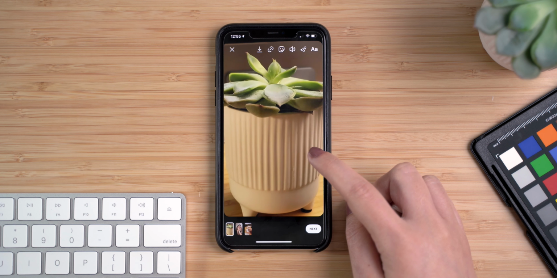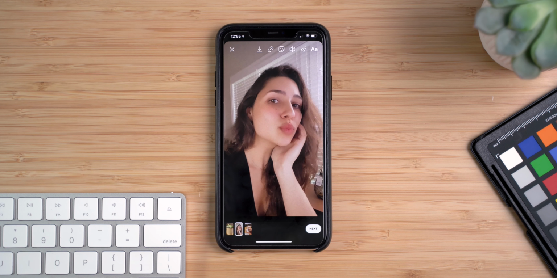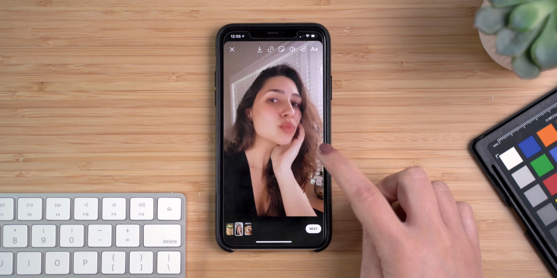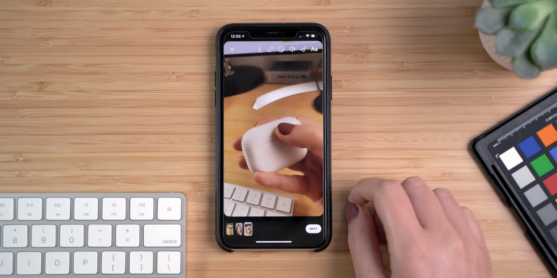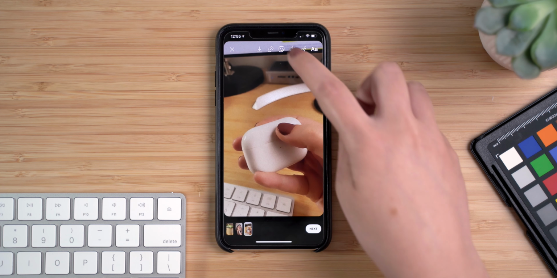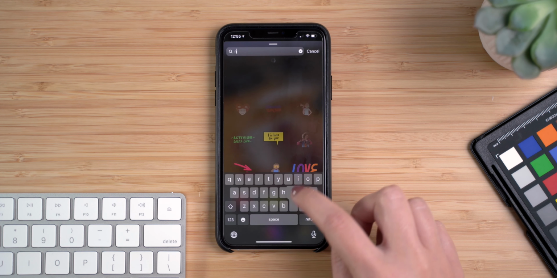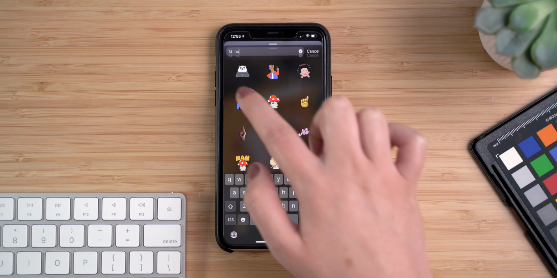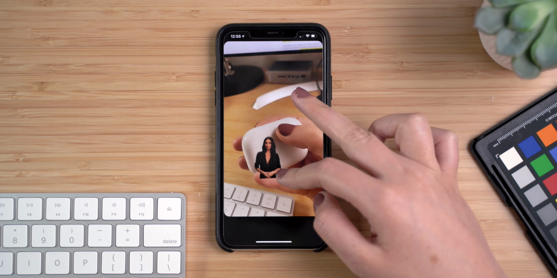Now, another mistake that you should not make is to post a lot of similar stories in a row. For example, boomerangs, several photos, many videos talking about the same topic. It's important to diversify your posts so you can keep your public's attention.